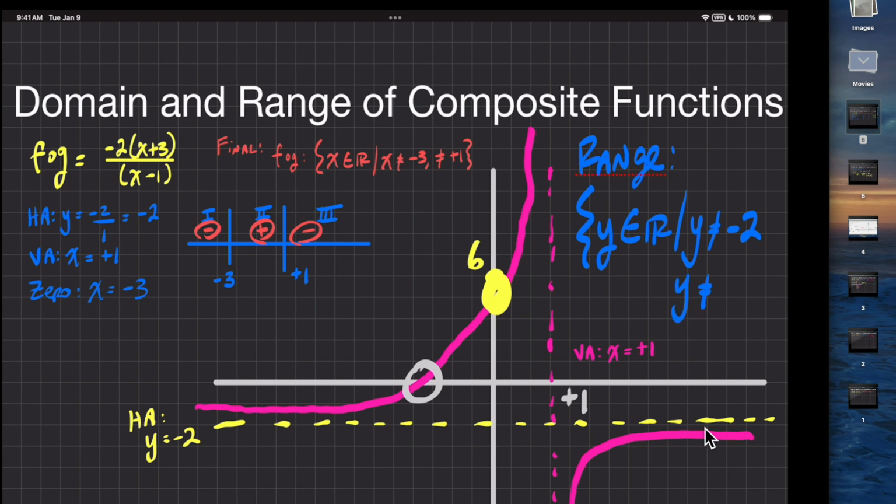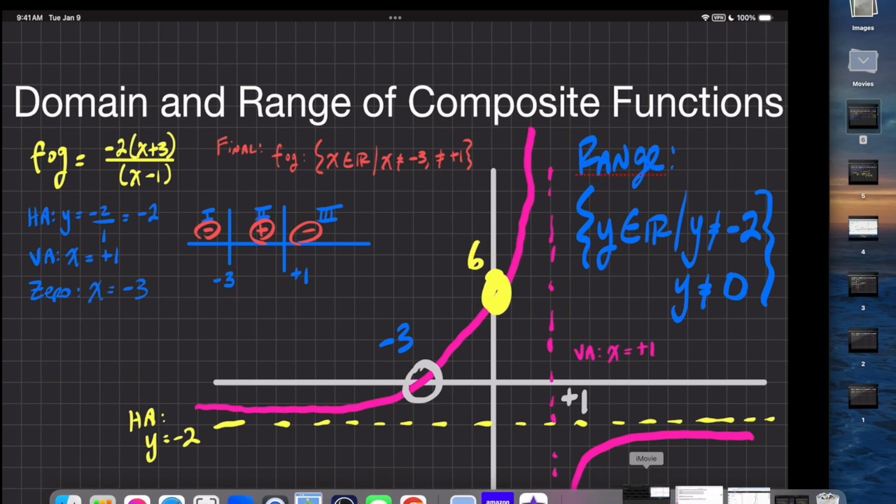And we need to eliminate the y value when x equals -3. Recall, x equals -3 is not part of the domain. We find the y value. The y value at x equals -3 would have been 0. So we have to take that out of the range. Folks, this is your final domain, and that's your final range for the composite function.